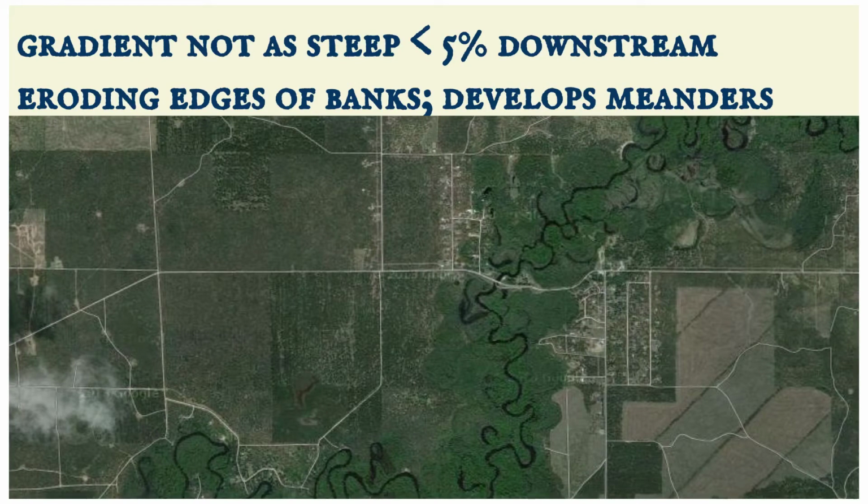As the stream moves into lower areas, the gradient's not as steep, usually less than 5% once you get downstream. Now the stream does more work eroding the edges of its banks. Many streams start to develop curves or bends in their channels that are called meanders. So all of these little S shapes, those are going to be meanders.